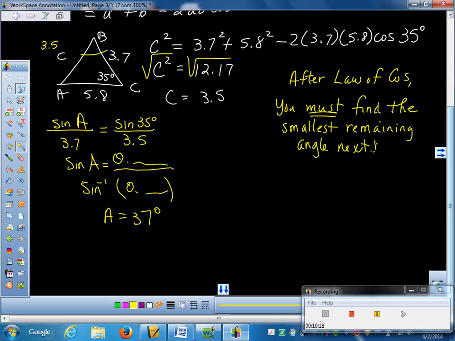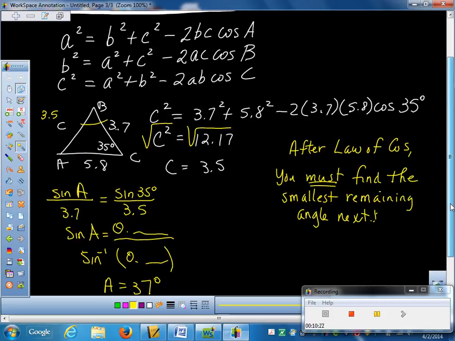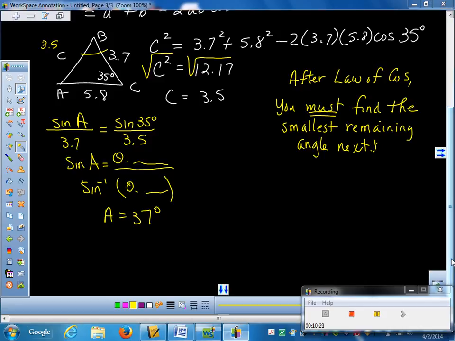Now, did we end up with B an obtuse angle or not? How do you know? Because they add up to less than 180. If A is 37 and C they gave us was 35, that only adds up to 72 degrees. So angle B is 108.